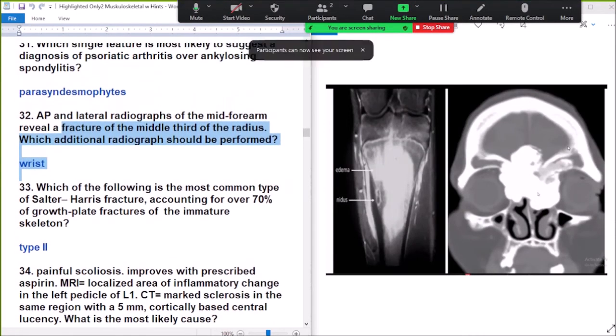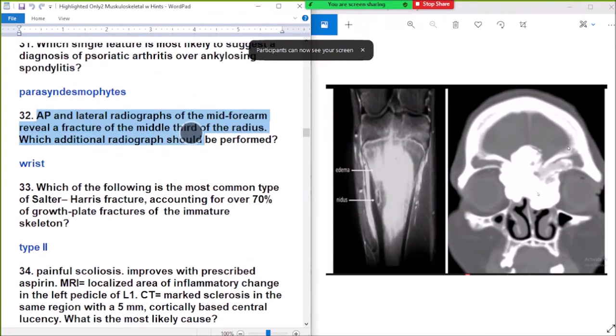Question number 32. AP and lateral radiographs of the mid forearm reveal a fracture of the middle third of the radius. Which additional radiograph should be performed? Wrist.